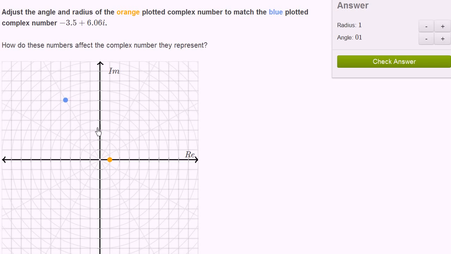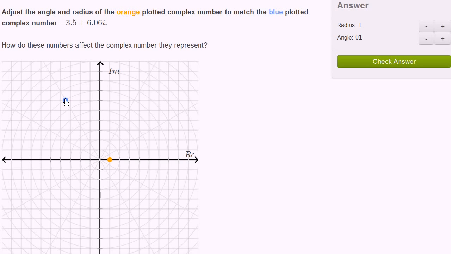So just to get our bearings, this vertical axis is the imaginary axis. This horizontal axis is the real axis. And so the real part of this number is negative 3.5. And so we've plotted that on the real axis, negative 1, negative 2, negative 3.5. And then the imaginary part is 6.06. So we go up 1, 2, 3, 4, 5, 6, and then a very little bit to get to 6.06. So they've plotted it like that.